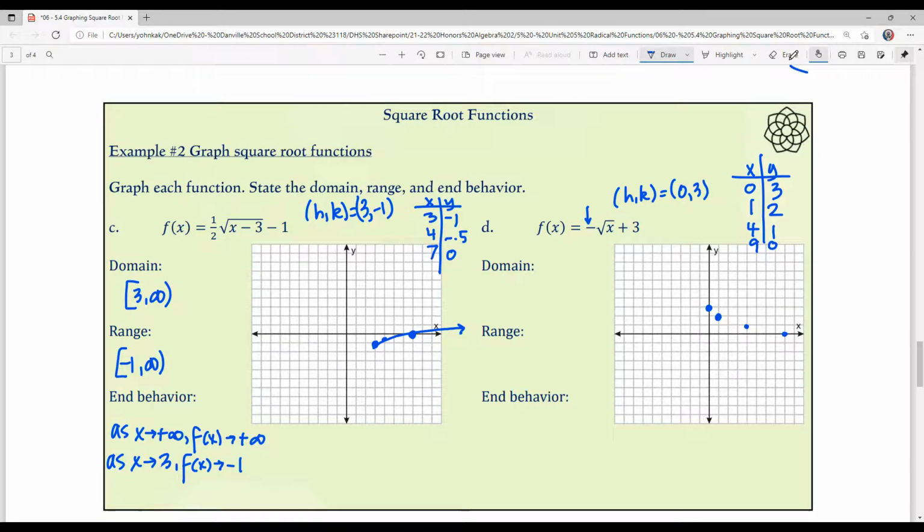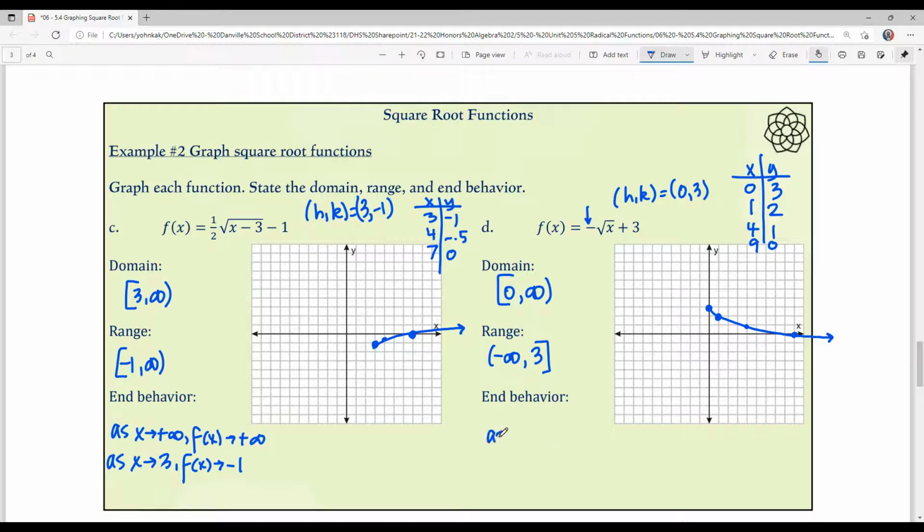Now, you can plug in numbers and get decimals, but why drag your calculator into it when you can just pick nice numbers that can square root easily? So my domain is all my x's, which start at 0 and go to positive infinity. My range starts at 3 and gets smaller. So that means I need to start with negative infinity, and it goes to 3 with a square bracket.